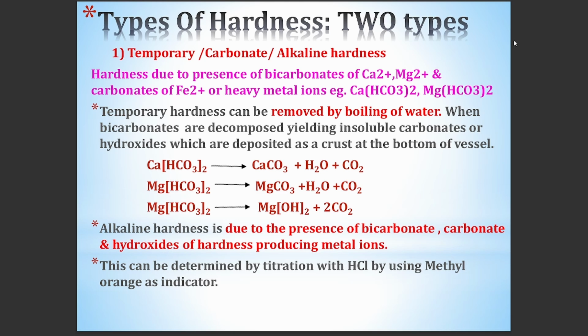So alkaline hardness is due to the presence of bicarbonates, carbonates and hydroxides of the hardness producing metal ions, as we discussed, and this can be determined by titration with HCl using methyl orange as an indicator. So this is about temporary hardness.